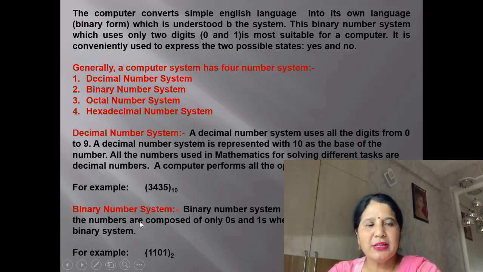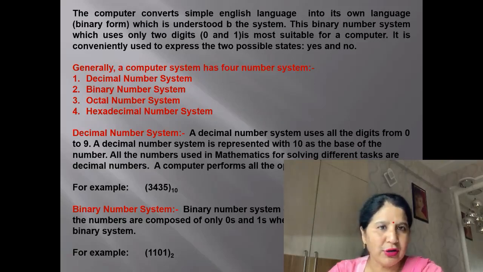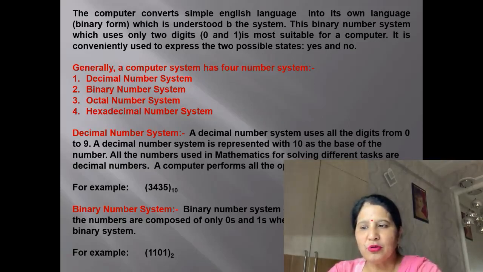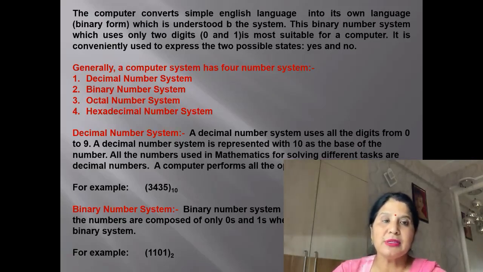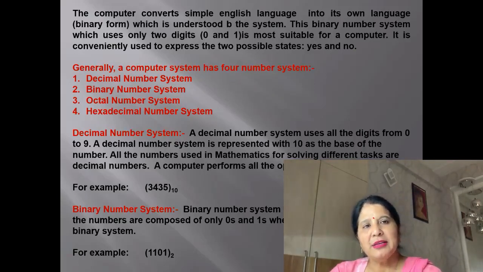Now I will explain binary number system. Binary means 2. The binary number system base is 2. Binary number system deals only with 2 numbers, that is 0 and 1. All the numbers are composed of only zeros and ones, where 2 is the base of the binary number system. In decimal number system, the base is 10 and in binary number system, the base is 2. But binary numbers are the combination of only 2 numbers, 0 and 1. In decimal number system, we use 0 to 9 numbers.